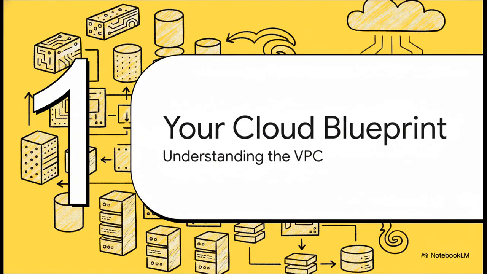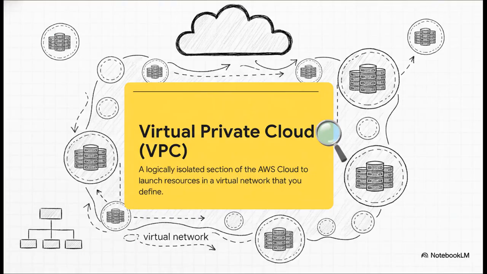All right, let's get into section 1, your private cloud blueprint. This is the absolute foundation of everything we're about to build. So here's the official AWS definition. The two phrases you really need to burn into your brain for the exam are logically isolated and virtual network.